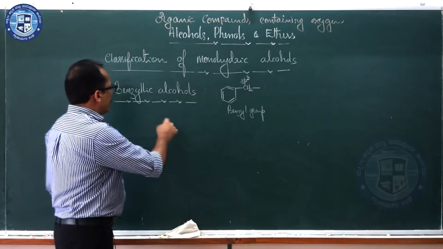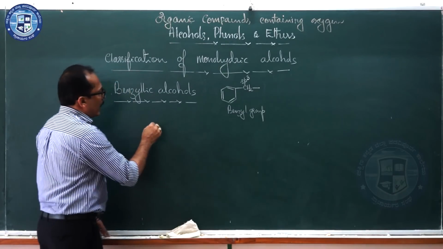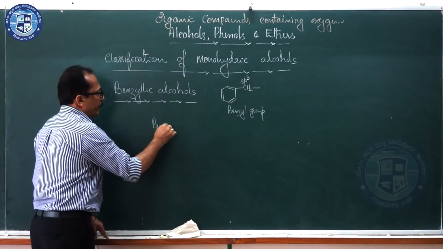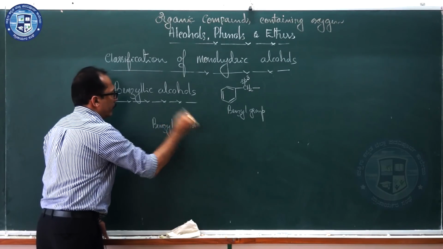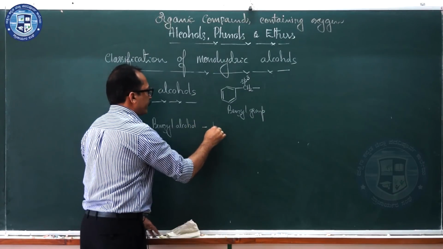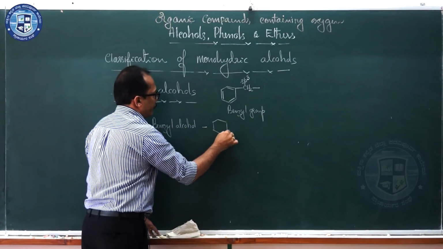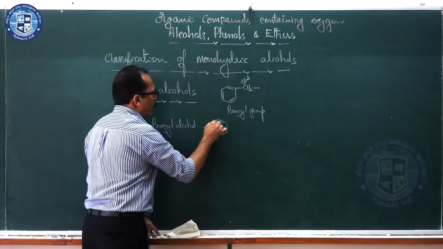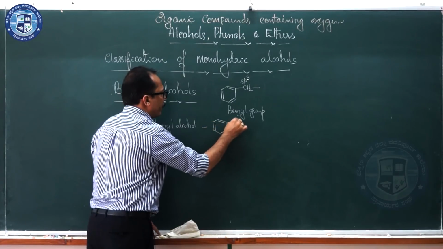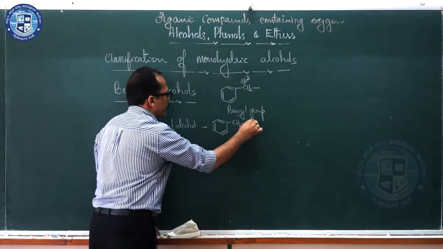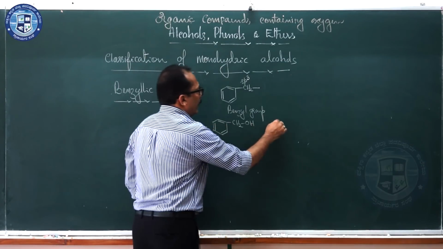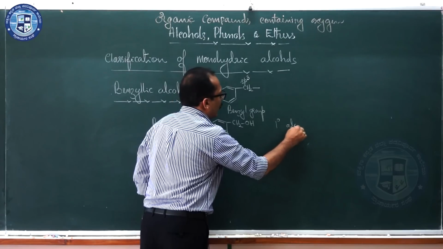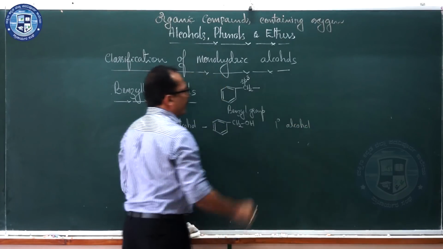Now, simplest example is benzyl alcohol. Benzene ring with alternate double bonds, or you can write an inner circle, CH2OH. Now nature of this carbon atom is primary, so it's a benzylic primary alcohol.